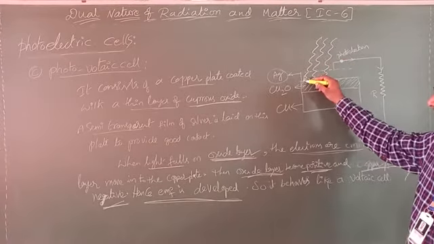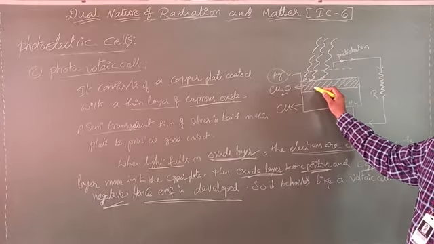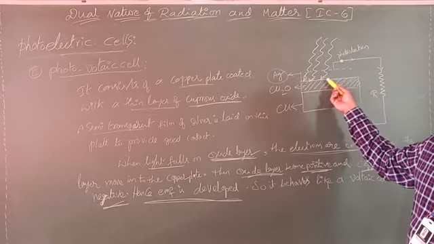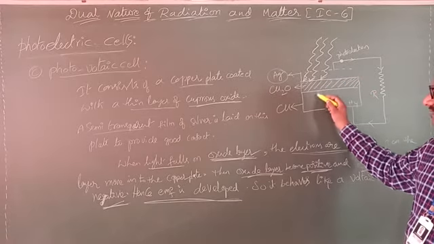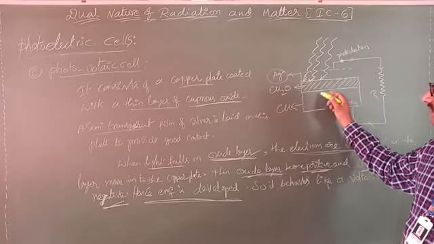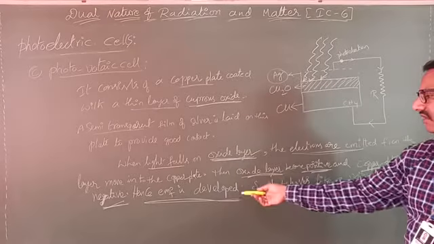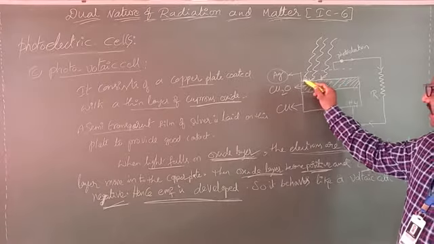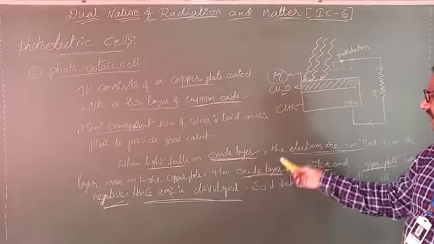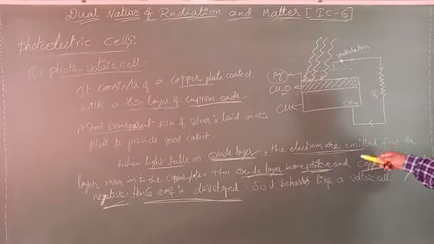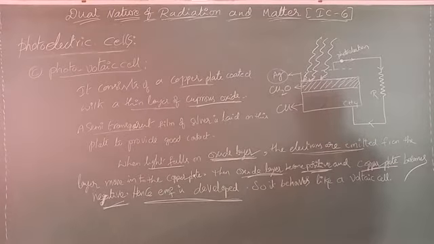Now light will be incident, then from this layer electrons are emitted, so it behaves as positive, and the electrons will enter into the copper, so it behaves as negative. Then some EMF will develop in between. So this oxide layer behaves as positive, as electrons are emitted from it, and the copper plate behaves as negative.